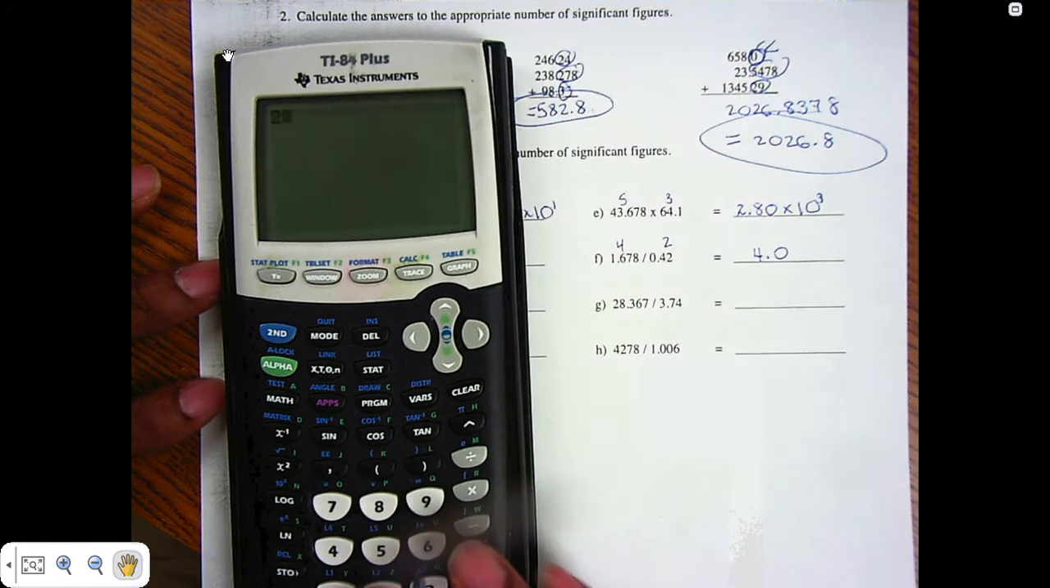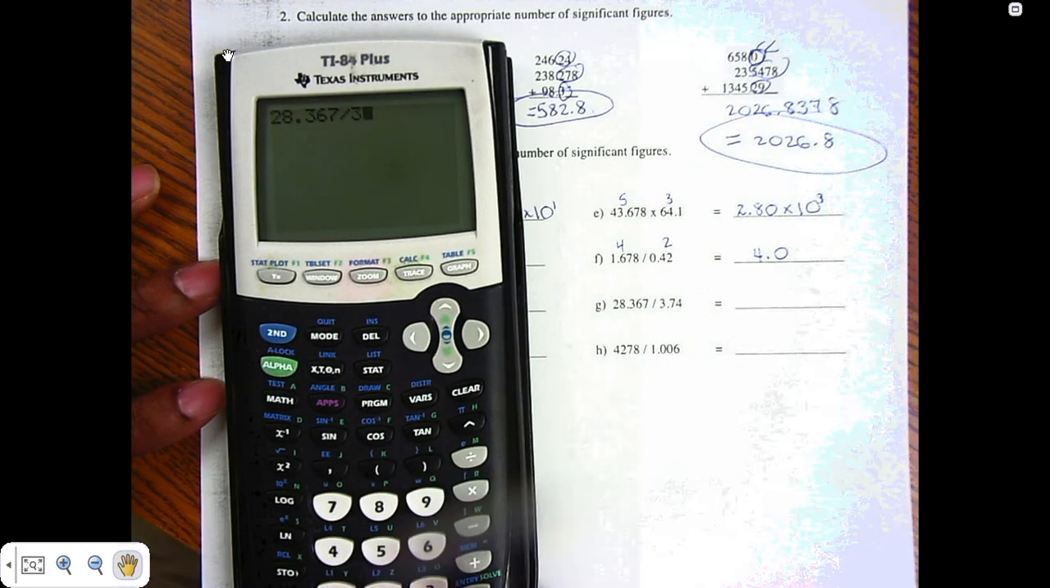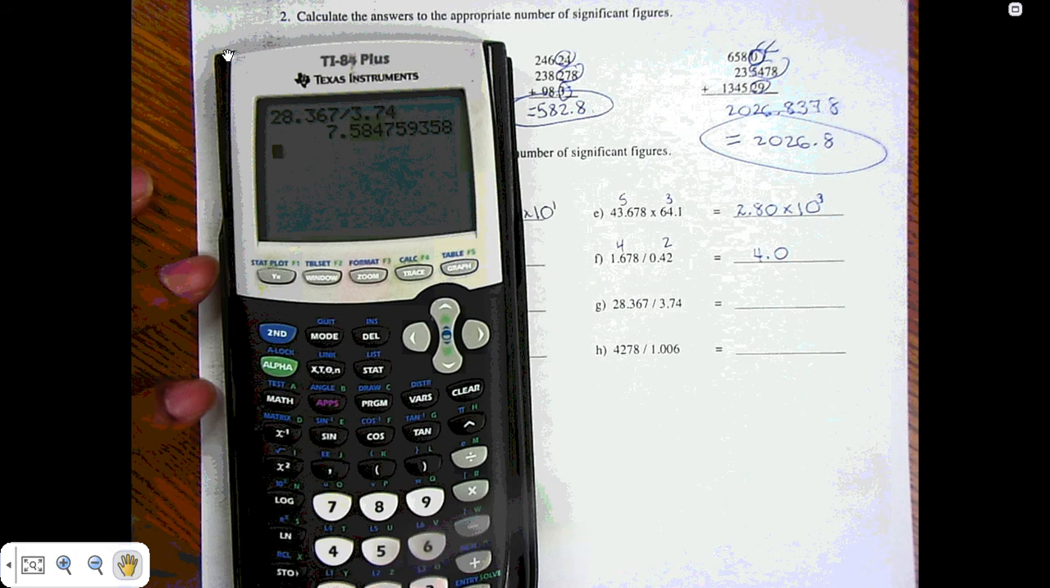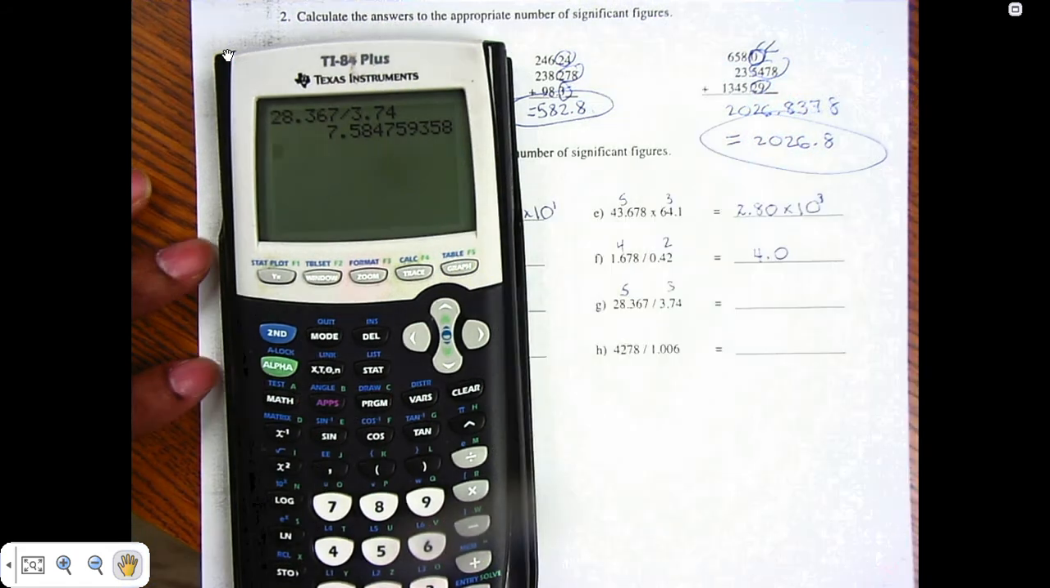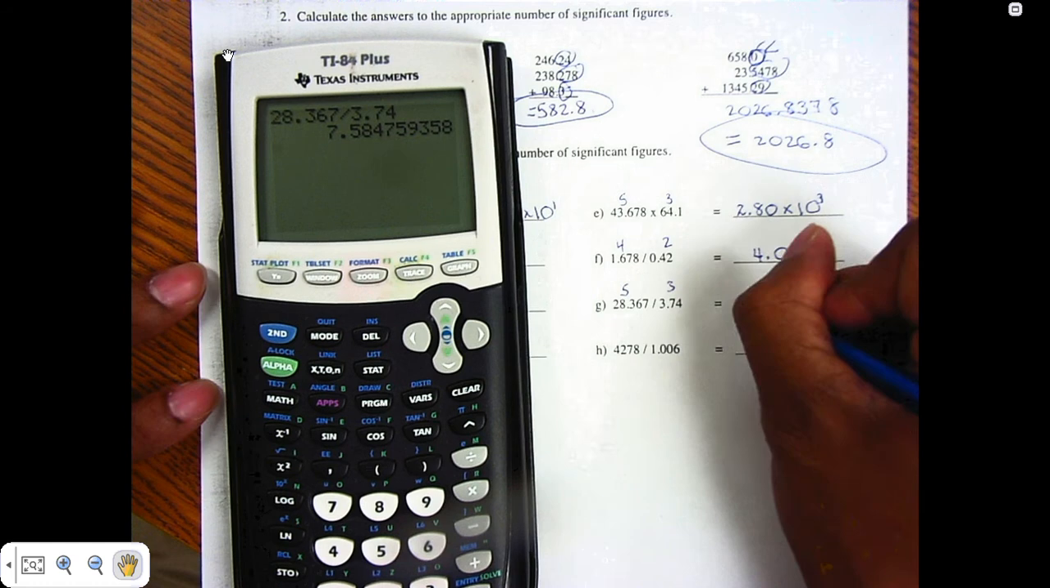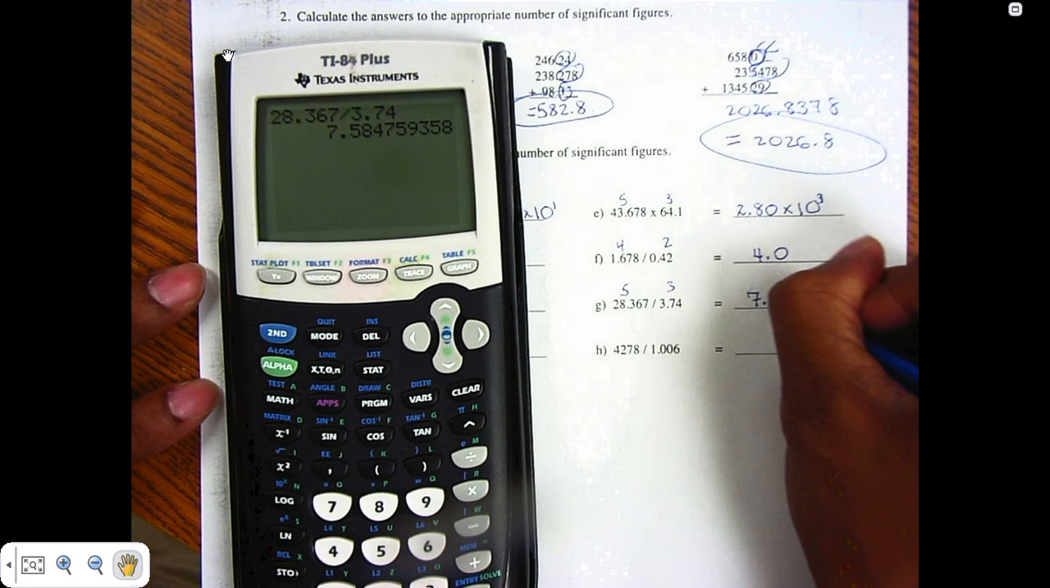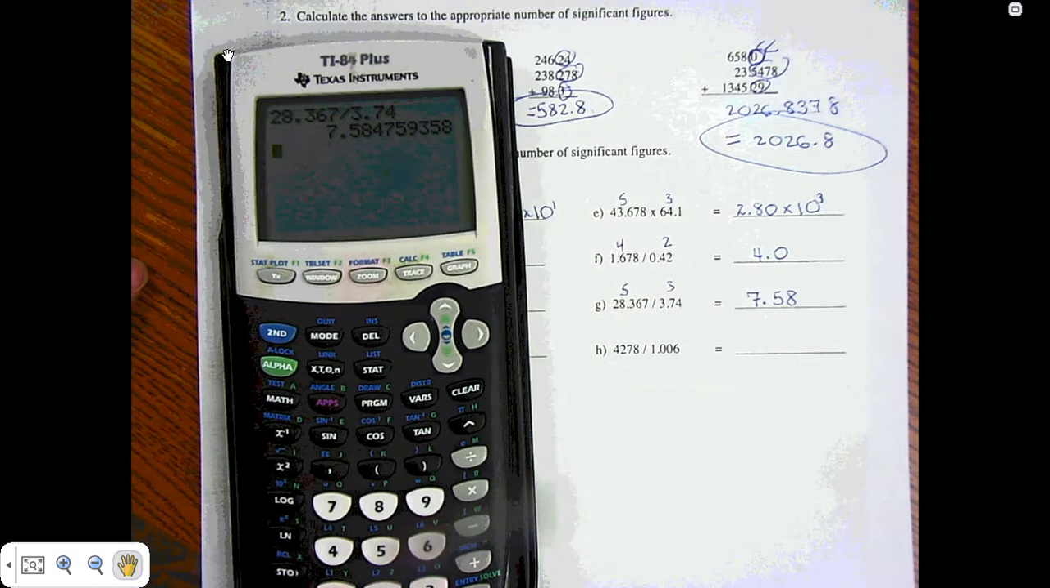Alright, next we're going to go on and look at 28.367. We're going to divide that by 3.74. We end up with this number, but because this is 5 and this is 3, our answer has to have 3 sig figs. Therefore, our answer will be represented as 7.58, and that's that answer.